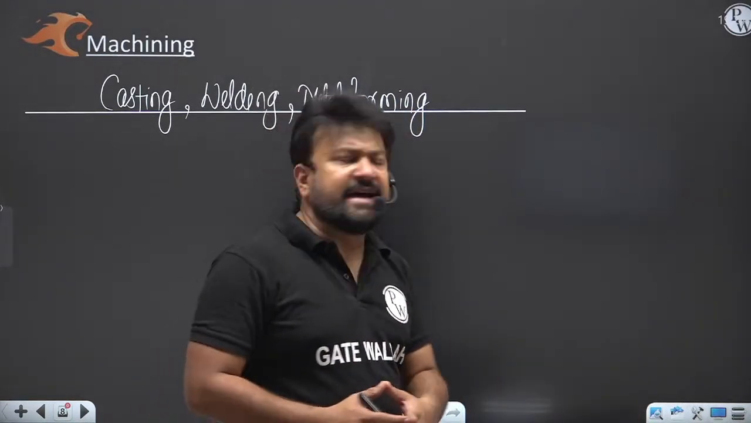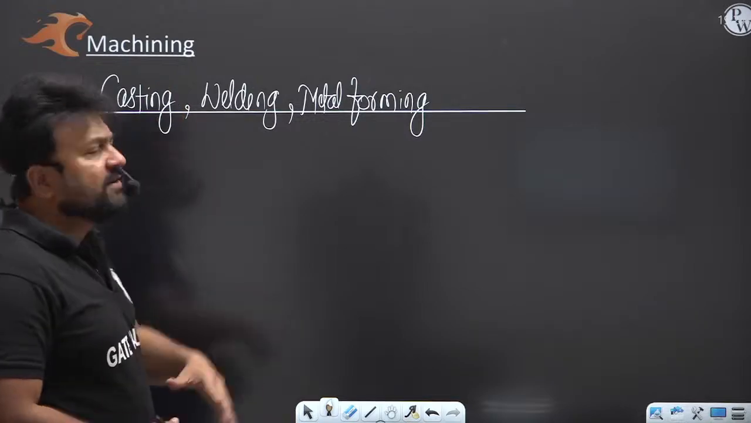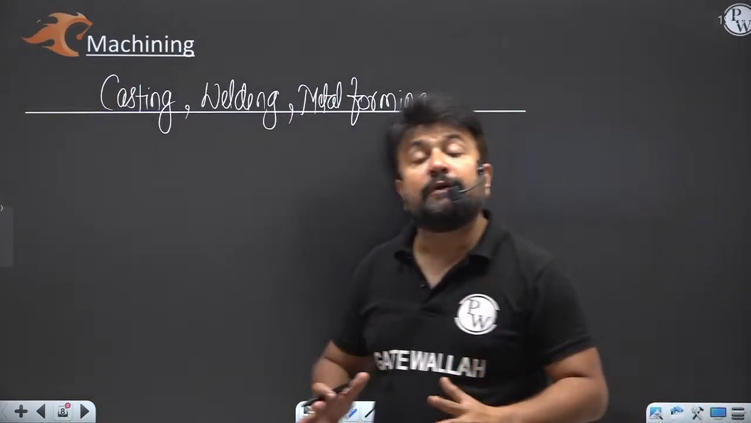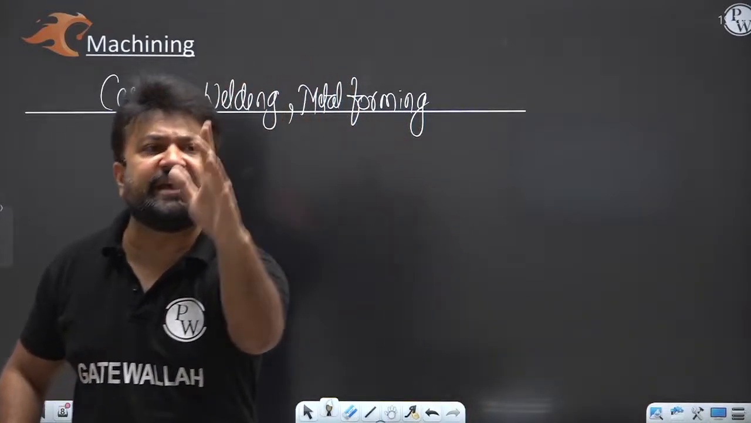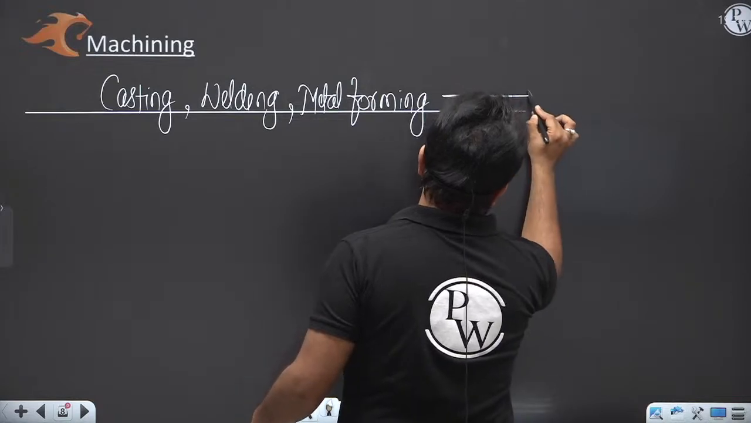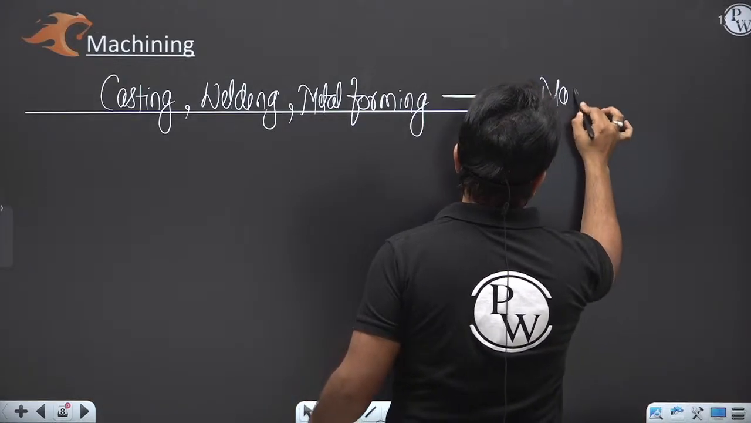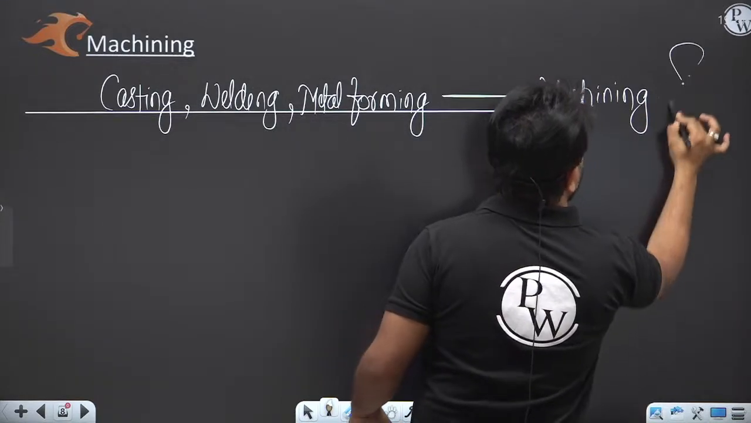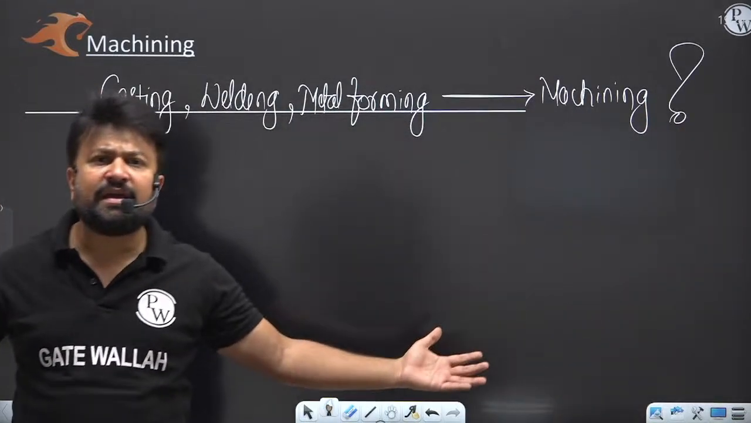Okay. So after casting, after welding, after metal forming, generally what do we do? We do machining. At the end, we do machining. Right? Now the question is, why?